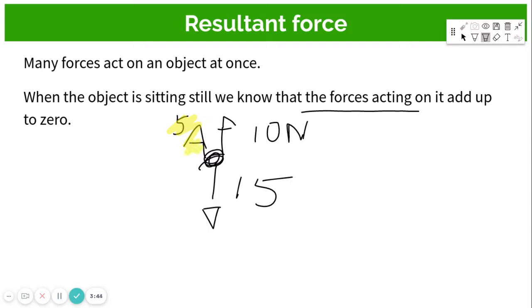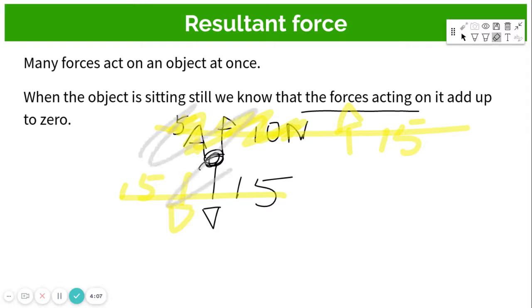This force is 5 newtons, and this force is 10 newtons, and they're both pushing up together, all right? This force is the only one pulling down, and it's pulling down with 15 newtons. But what you'll see is they balance out. This 10 and 5 add up to 15, and this 15 is 15, so they cancel each other out. And this object right here in the middle will remain still.